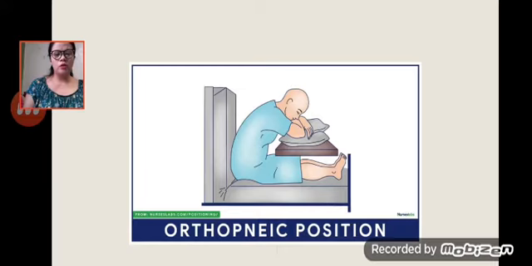So this one is what we call the orthopneic position. We're doing this kind of position even if we will be doing a certain procedure like CTT insertion or the chest ultrasound guided procedure. So this is what we call the overbed table. The patient will be resting there, of course, with a pillow.